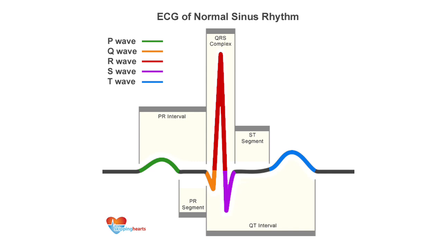QRS complex. As everyone should be aware, the P wave is associated with atrial depolarization, the QRS complex is ventricular depolarization, and the T wave is repolarization of the ventricles.